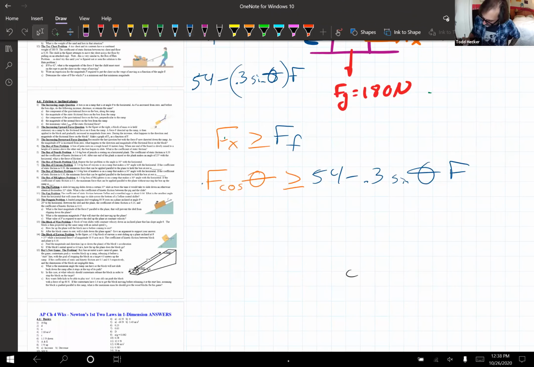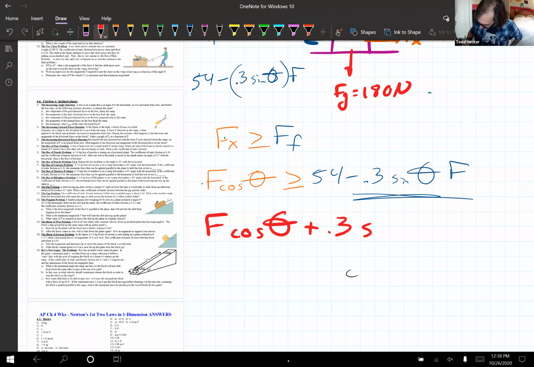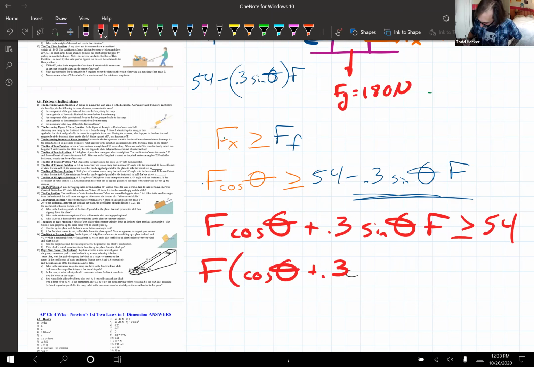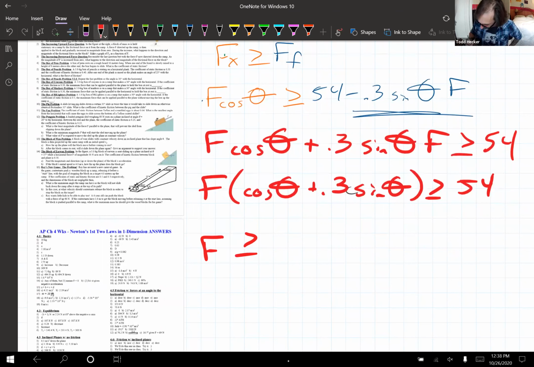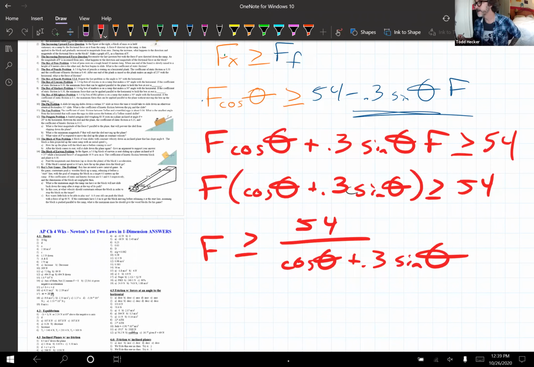So we got to move our F's to the other side. Let's add this to both sides. Now we're going to have F cosine theta plus 0.3 sine theta F is bigger than or equal to 54. Factor out an F, and now we've got cosine theta plus 0.3 sine theta is bigger than or equal to 54. Then divide both sides, and you get F has to be bigger than or equal to 54 over cosine theta plus 0.3 sine theta.